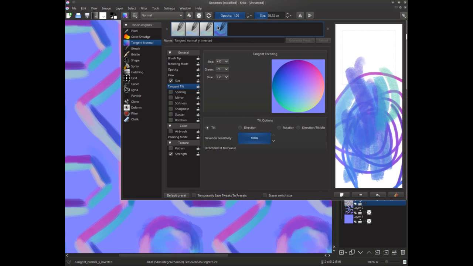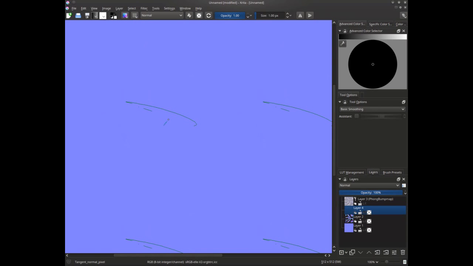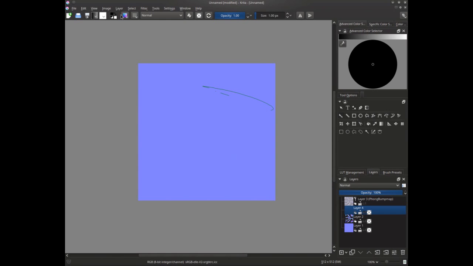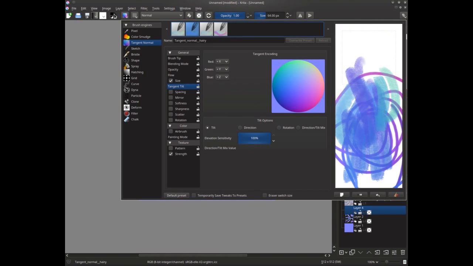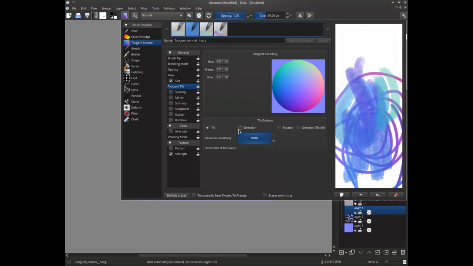Other things that we can do is we can use direction instead. Now, direction is interesting as a normal map, because what it uses... Oh, what is going on here? Hello? What are we doing? Oh, right. I'd been switching around things too much. Okay, direction.